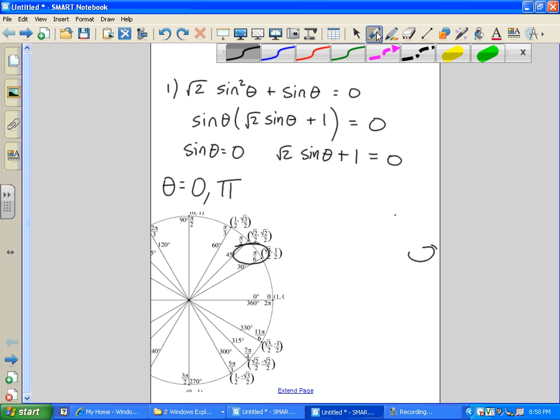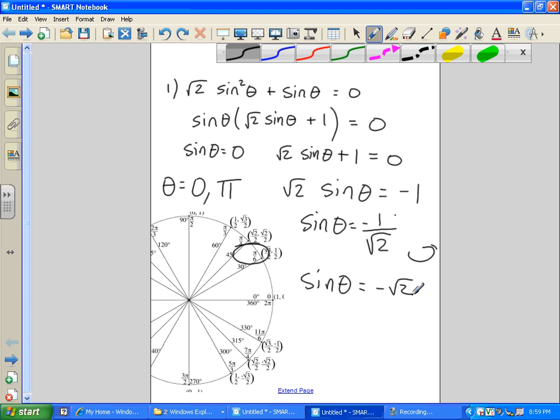Now, this one requires a little bit of isolating, unlike that other one. We have to subtract the 1 over, so we get square root of 2 sine theta equals -1. Then we divide off the square root of 2 on both sides. We get -1 over the square root of 2, which if we rationalize that would just be negative square root of 2 over 2. And so we're going to find where is sine negative square root of 2 over 2 on our unit circle? So let's take a look.